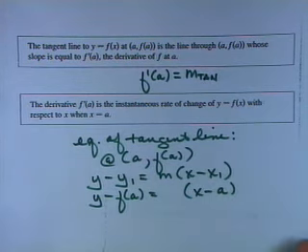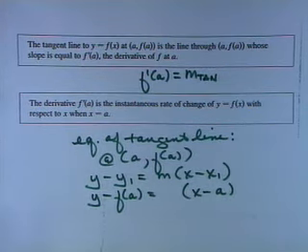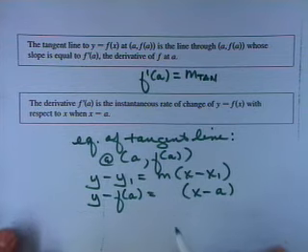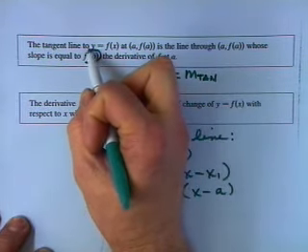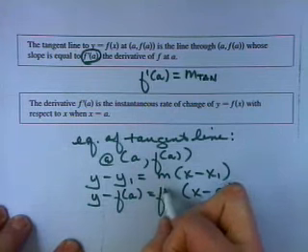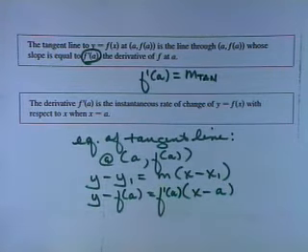So the point is a comma f of a. And what do we know to be the slope of the tangent to the curve according to that particular statement? f prime of a is correct. There's the slope of the tangent. So that goes in that position.